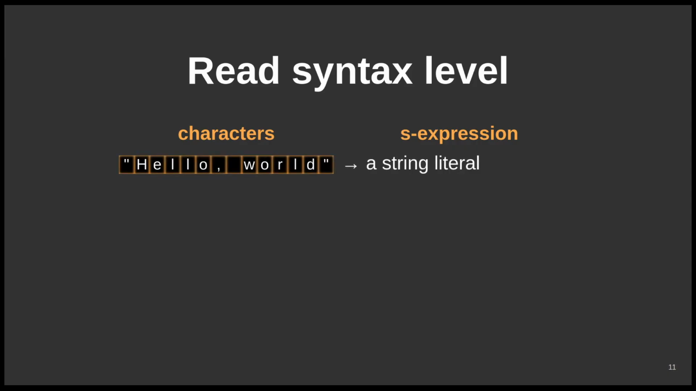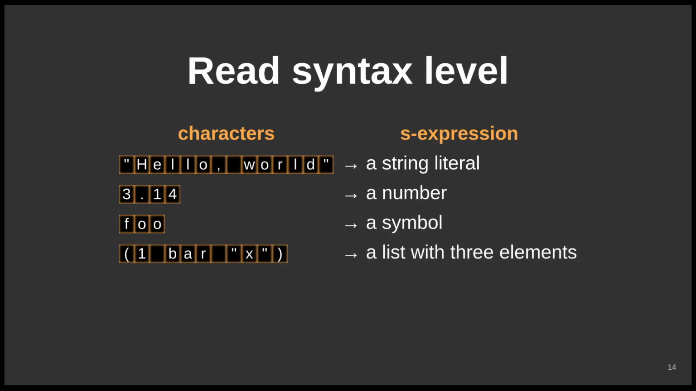For example, a sequence of characters enclosed in double quotes is read as a string literal. Here the string contains the text "Hello World." The sequence of characters 3.14 instead is read as a number. The sequence of three characters FOO is read as a symbol, the symbol named foo. In Lisp, variable names and even what in other languages are keywords are indeed symbols.